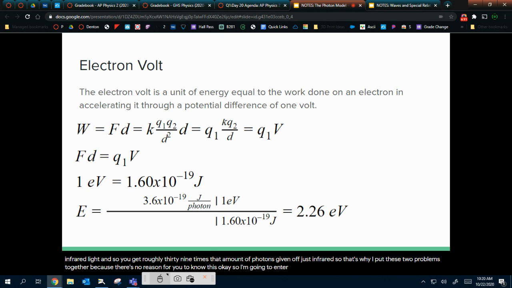Okay, so I'm going to introduce a new unit, but it sort of is. A lot of times using joules, you might notice, leads to us having very large numbers. And if we're talking about individual photons or individual electrons, dealing with 2.8 times 10 to the 18th photons is kind of a lot, right? So a lot of times, instead of joules, we use a unit called the electron volt. An electron volt is the amount of energy equal to the work done on an electron accelerating through a potential difference of 1 volt.